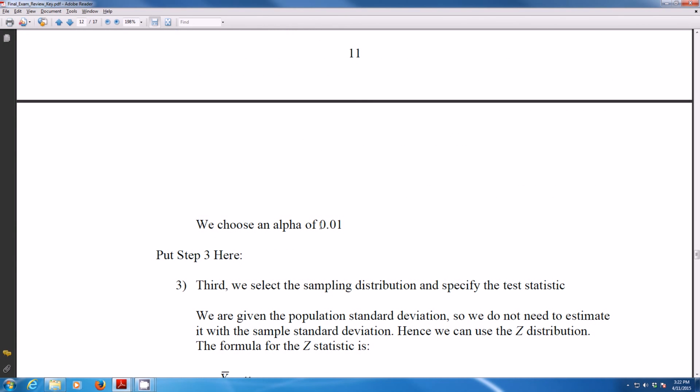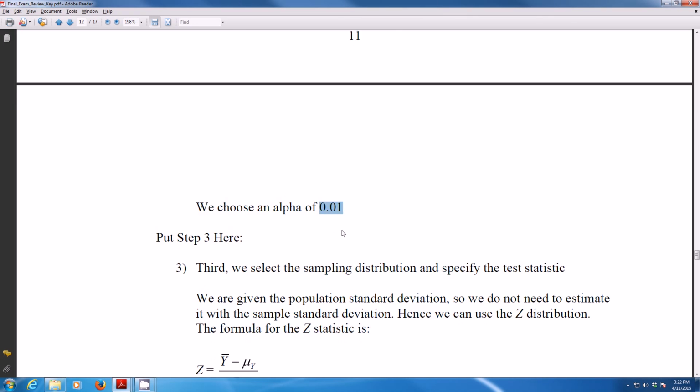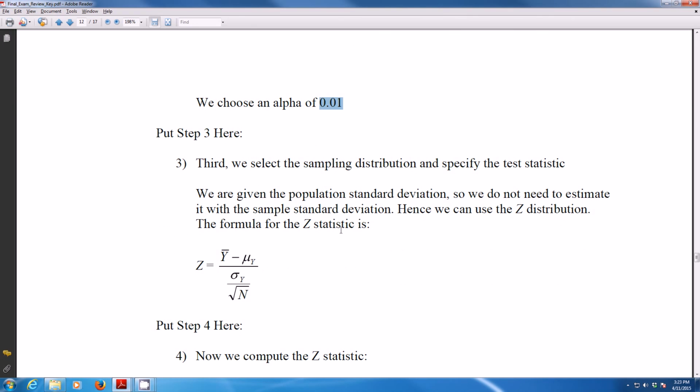And then we're going to choose an alpha level of 0.01. Now our third step is to select a sampling distribution and to specify a test statistic. And so we have basically two to choose from. We can either choose the z-distribution or we can choose the t-distribution. So which one is best?